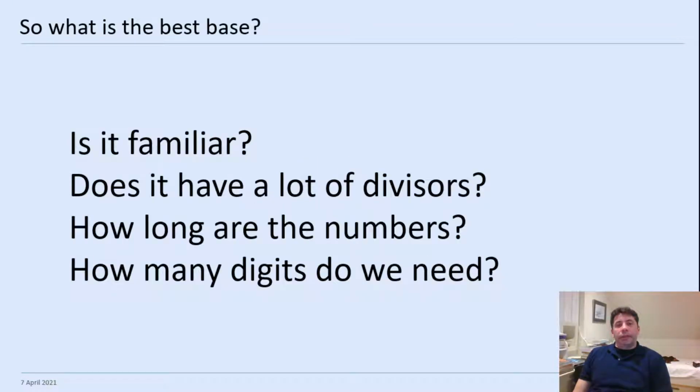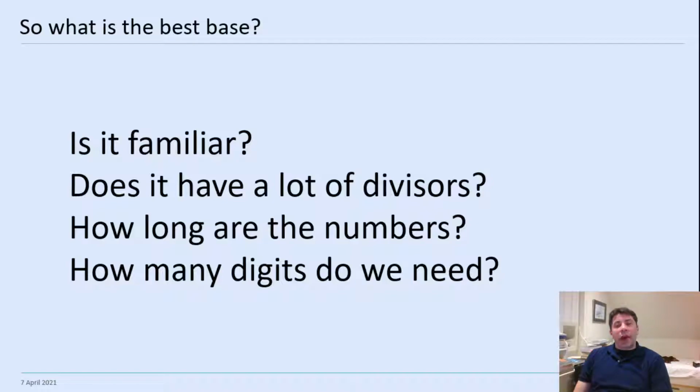Okay. So what's the best number base to use? Well, the first thing is, is it familiar? So base 10 is very familiar, which is very helpful. Base 2 is also pretty familiar. Quite a few people understand base 2. I used that a lot during my PhD. People who work with computers often understand base 2.